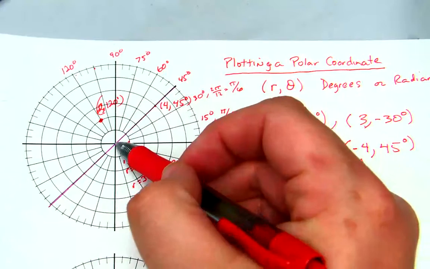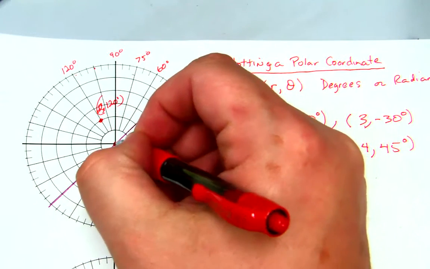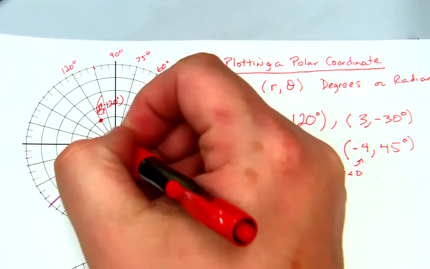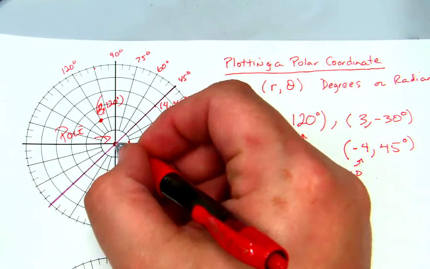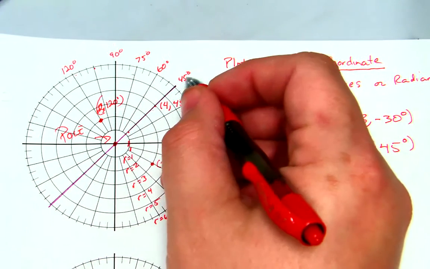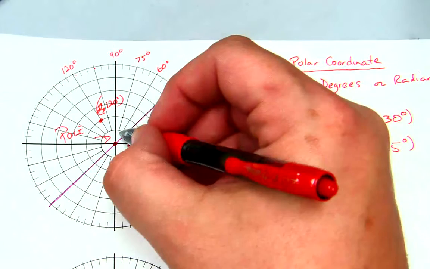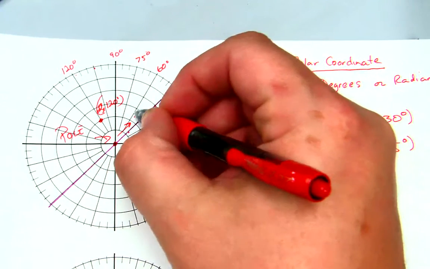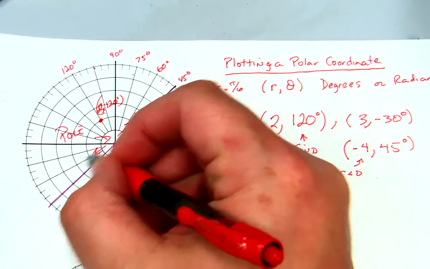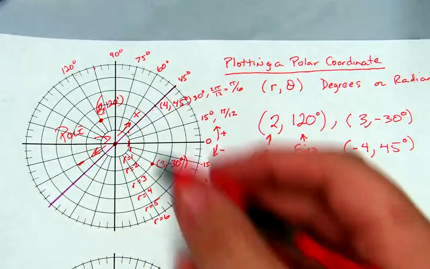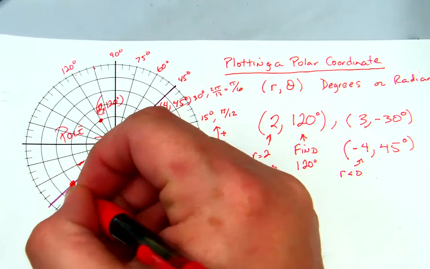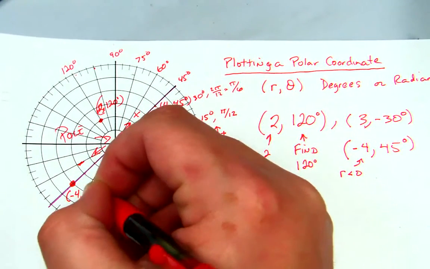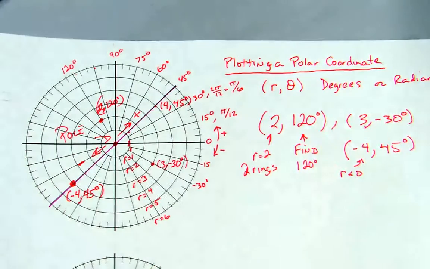We want negative 4, so we're going to start here at the pole, and we're going to go in a negative direction. Positive direction is towards the angle. So if we go this way, it's positive. If we go this way, it's negative. So I'm going to go 1, 2, 3, 4 in the negative direction. Negative 4, 45 degrees.